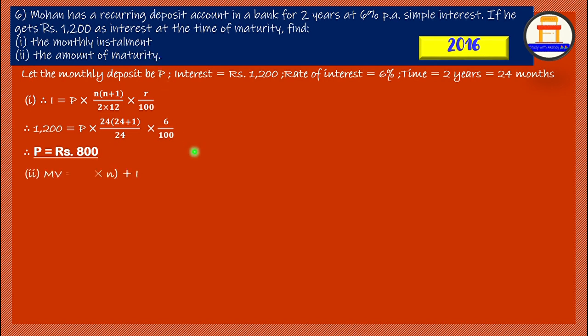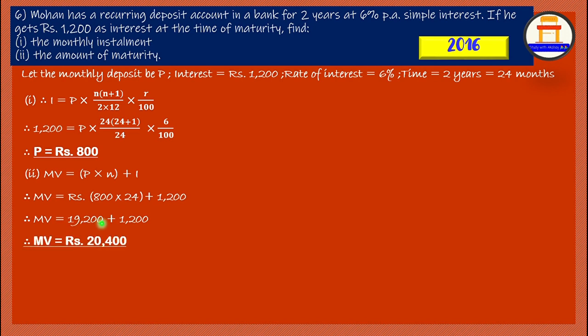So maturity value, we know this formula. Basically, upon substituting accordingly, we get 800 into 24 plus 1,200. Upon simplifying, we get 19,200 plus 1,200. We get 20,400 as the maturity value. Hope you have understood this question.